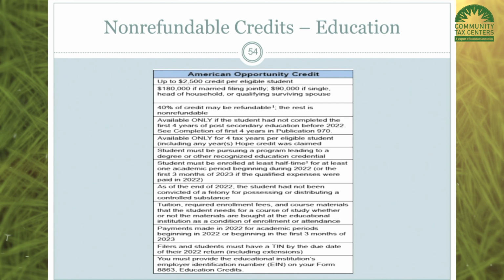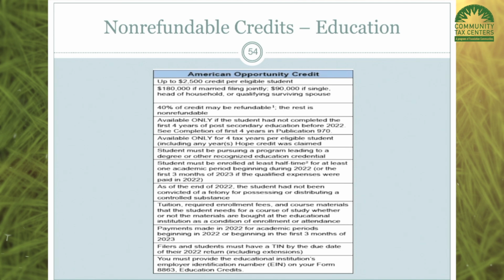Payments made in 2022 for academic periods beginning in 2022, or beginning in the first 3 months of next year. So we're looking at those amounts that a person paid to the university, to that institution for the 2022 tax year, as well as payments made in January, February, and March of this year can qualify for next year. And a lot of times that depends on the institution if they're going to use those first 3 months and put it on the form. And then there's a box on the 1098-T to let us know if they've already put in the first 3 months on the 2022 tax form.